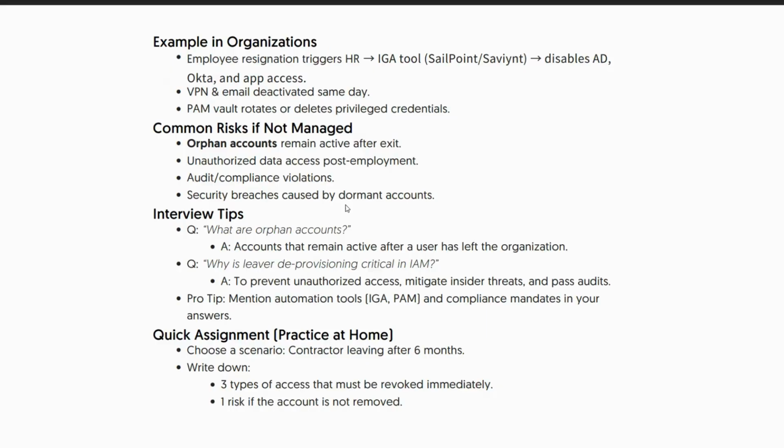And the quick assignment would be: choose a scenario where a contractor has left after 6 months. Write down 3 types of access that must be revoked and one risk if the account is not removed. So put this in the chat, guys. With this, we wrap up today's session, and I'll see you in the next one. Thank you.